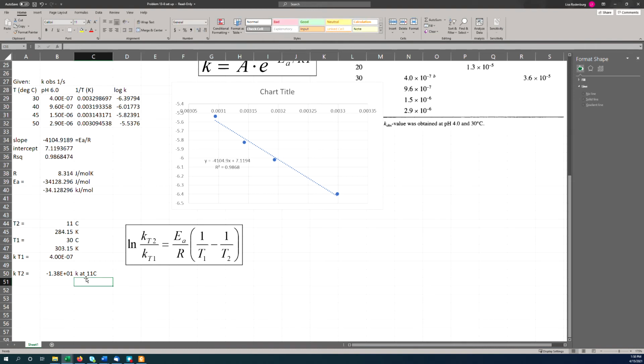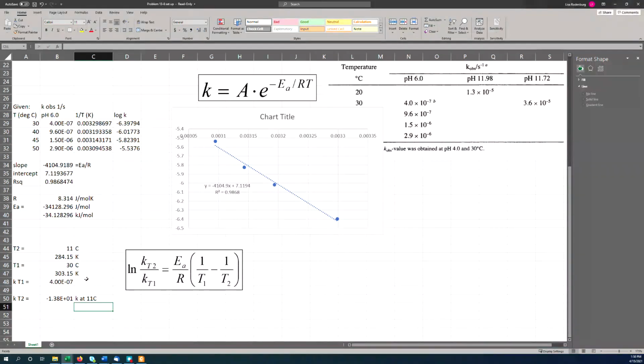Now, let's ask ourselves, does this make any sense at all? And the answer is no. A couple of reasons. So first of all, why do I know that doesn't make any sense? Because it should be slower than it is at 30 degrees C. And look, it's 8 orders of magnitude higher than it should be. So what did we do wrong here? Well, first, we forgot to correct the sign here. This is negative, right? So I'm just going to put a negative sign up here to negate that.